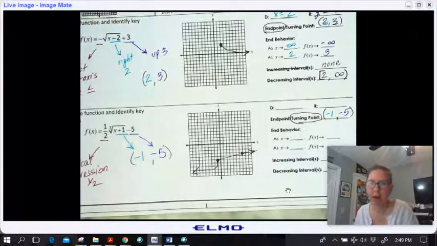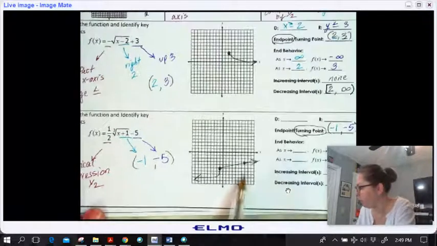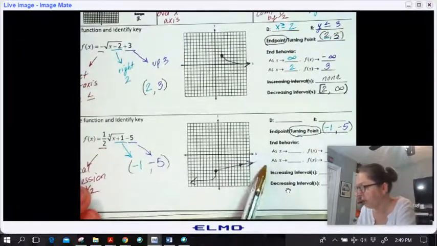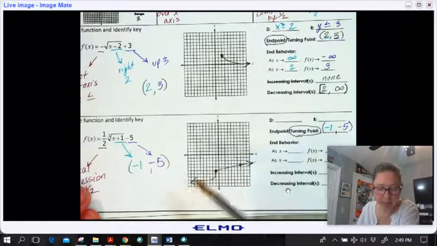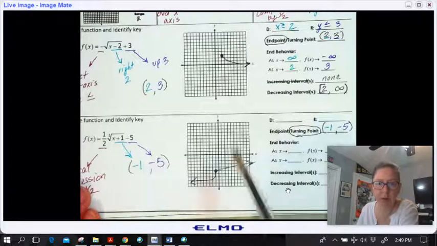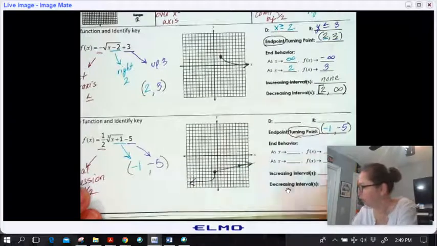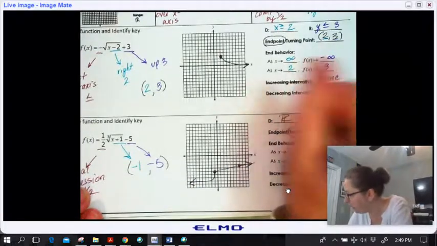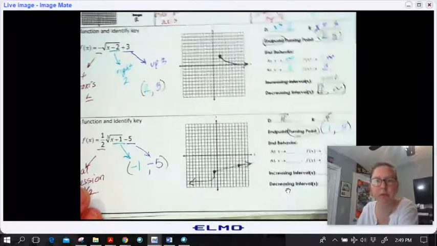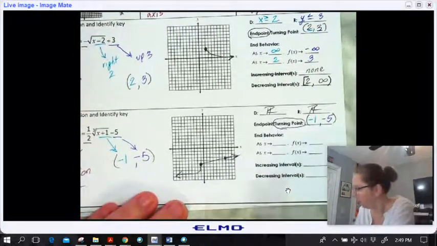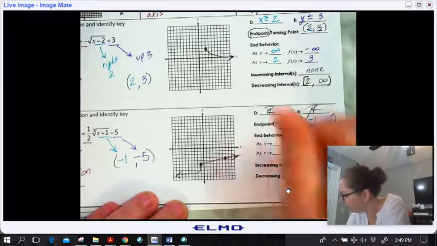Now, what is happening with my domain and range? Well, my x values are going positive forever and negative forever. And so are my y values. It's going to go up forever. It's very slightly up, but it's going up forever and down forever. So both my domain and my range are all real numbers in this case. As the x values are going to positive infinity, the y values are also constantly going to positive infinity.